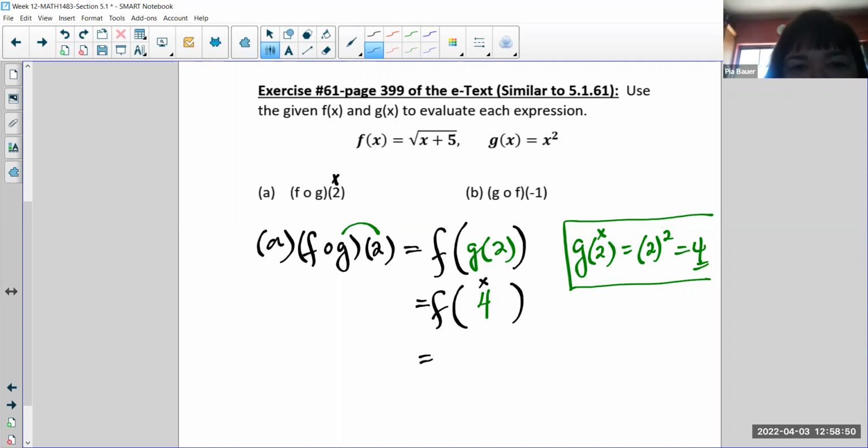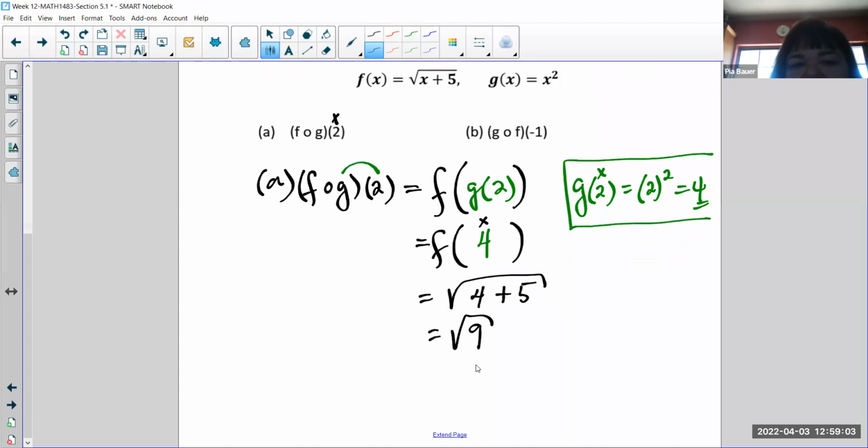And the formula for f is the square root of x plus 5. So in place of x, you're going to have a 4. 4 plus 5, that will be 9. So you have the square root of 9. And then f composition of g of 2 turns out to be a 3.